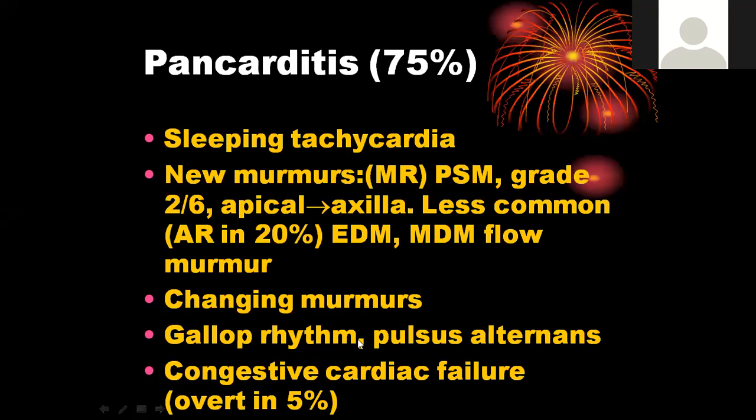Gallop, you mean like a gallop of the horse? Triple rhythm. S1, S2, S3 with tachycardia is a gallop. Then if you are in cardiac failure, you will have pulsus alternans, meaning alternate pulses will be strong and the other alternate pulses will be weak. Overt, florid congestive heart failure will happen in very few cases. But pancarditis is the most important manifestation because it can be life-threatening.